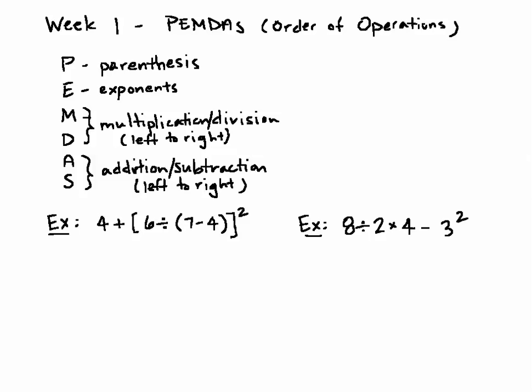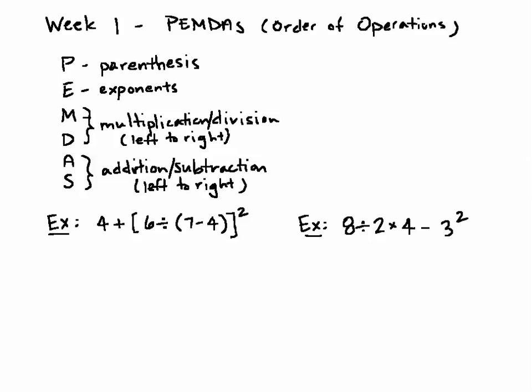Now, going over the PEMDAS, P is for parentheses. This tells you to evaluate whatever is inside parentheses. E is for exponents, telling us to evaluate exponents after we evaluate parentheses. And then the M and the D, and there's some confusion on this.